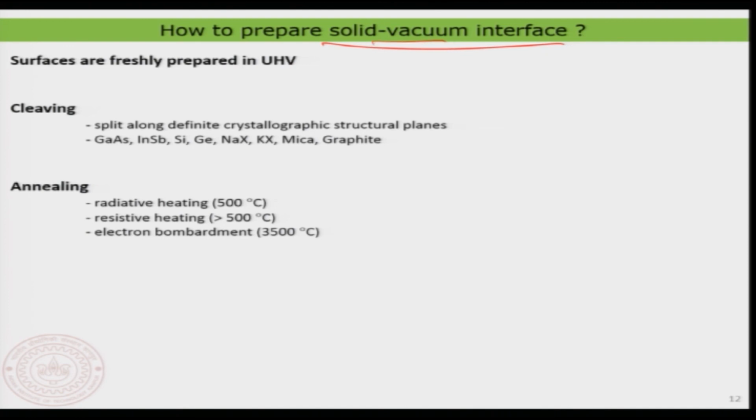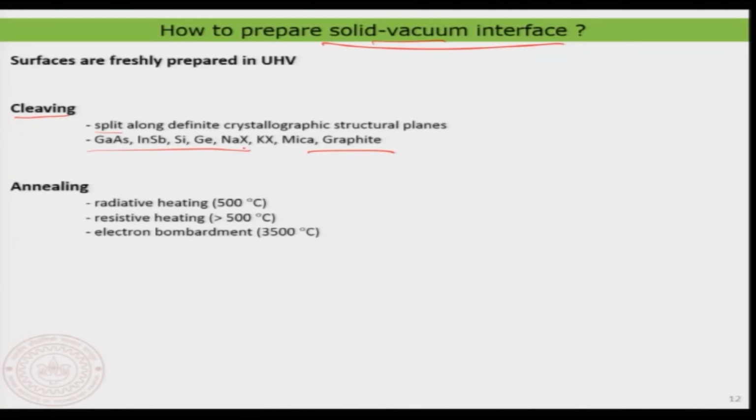So, what are the typical ways of preparing materials? The materials can be prepared by different methods. Simple methods are called cleaving. What you do is you have your material and then use some adhering material and stick on that, and you can basically cleave the material.